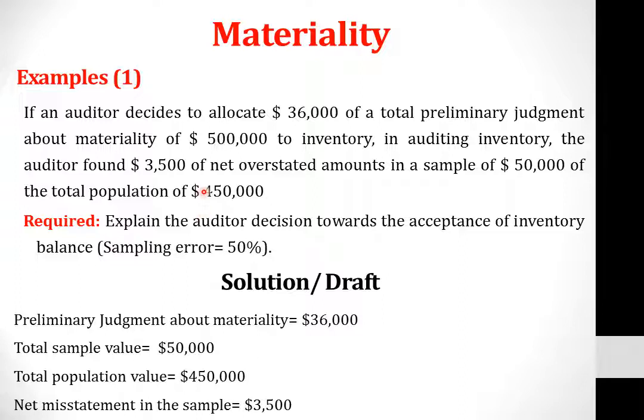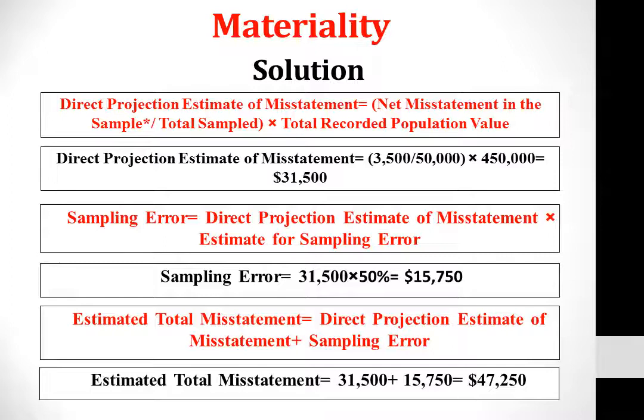This is the information that I'm going to use to calculate materiality and take the decision. Okay, he said also in the example that sampling error is 50%. Let's see how we are going to use this information to take the decision towards the acceptance of the inventory balance. First of all, we get the direct projection estimate of misstatement, which equals the net misstatement in the sample, 3,500, divided by the total sample, 50,000, multiplied by the total recorded population value, 450,000.